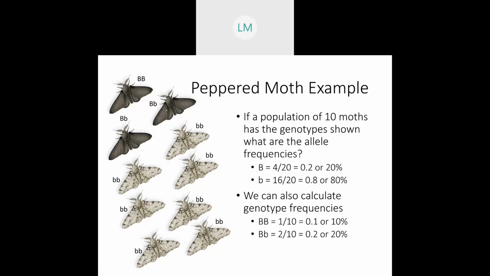Our heterozygous individuals, we just have 2. So 2 out of 10 individuals, or 20%, are going to be heterozygous. And then our homozygous recessive here, we've got 7 individuals, so 7 out of 10 is 70%. Okay? So these are our genotype frequencies, different than our allele frequencies.